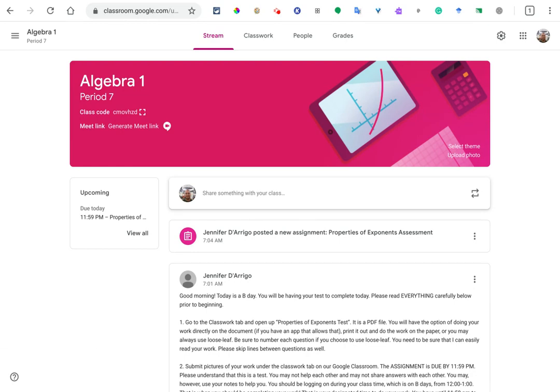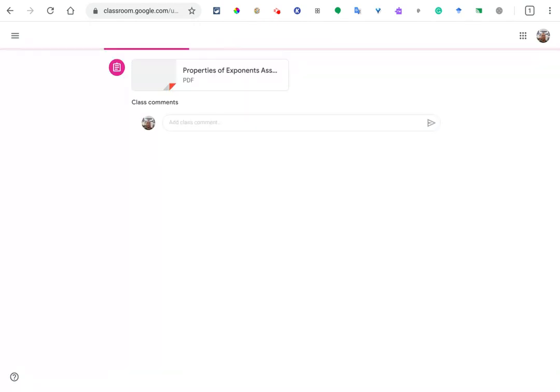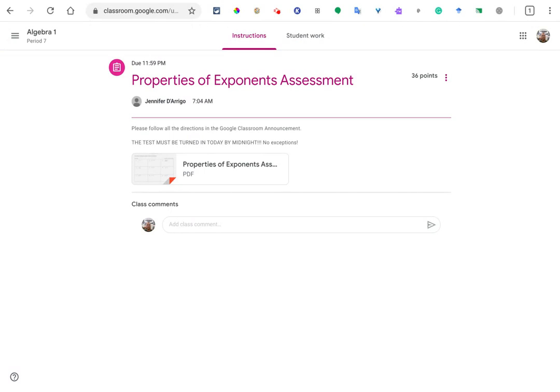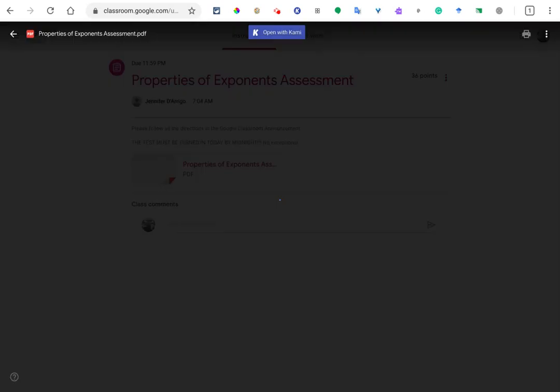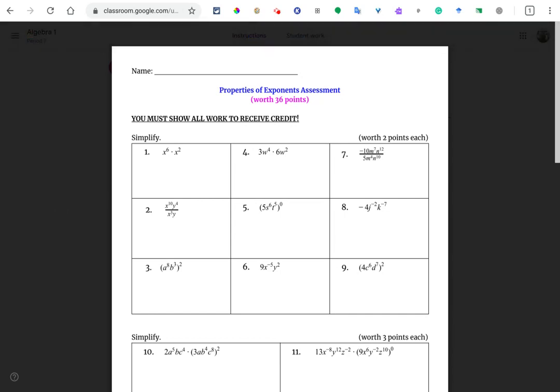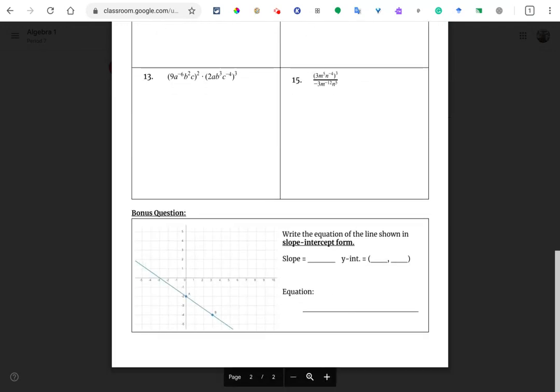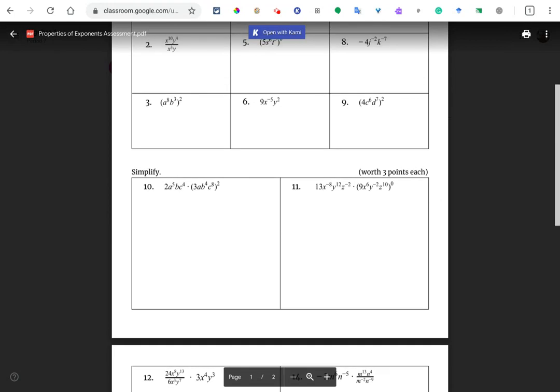So as you can see, I'm in your algebra class, okay? And what I'm going to do is jump in here to this test, the Properties of Exponents assessment. It is a PDF. So like I said before, you're going to have to open it up, take a look at my video here, write down these problems on a piece of paper, and also write the work on the paper.